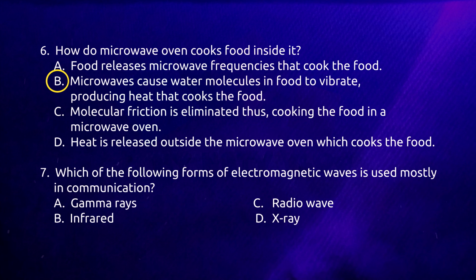Number 7. Which of the following forms of electromagnetic waves is used mostly in communication? Letter A, gamma rays. B, infrared. C, radio wave. D, X-ray. The answer is letter C, radio wave.